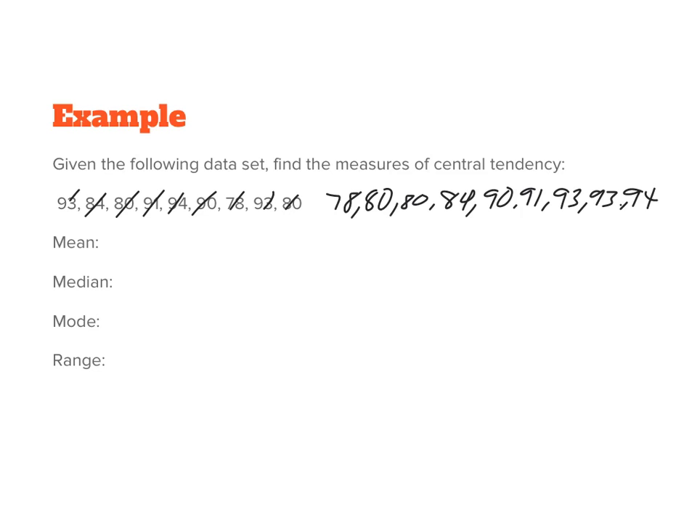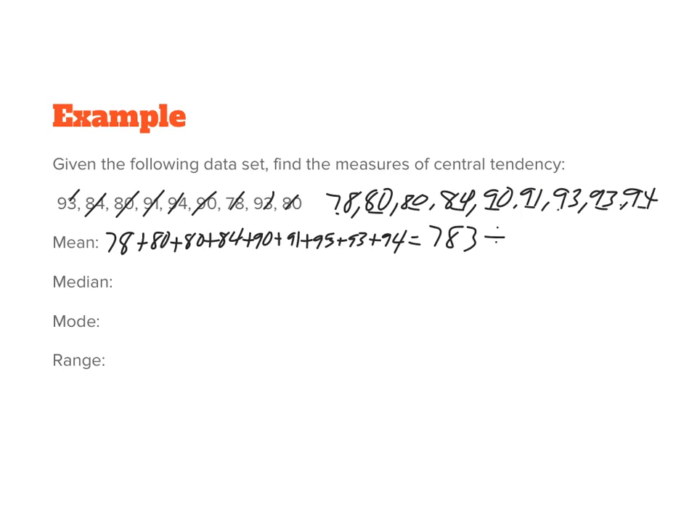So now for my mean, I add all of these up. So I'm going to take 78 plus 80 plus 80 plus 84 plus 90 plus 91 plus 93 plus 93 plus 94. If I take that and type it in, I get an answer of 783. I'm going to divide that by the number of values that I have: 1, 2, 3, 4, 5, 6, 7, 8, 9.